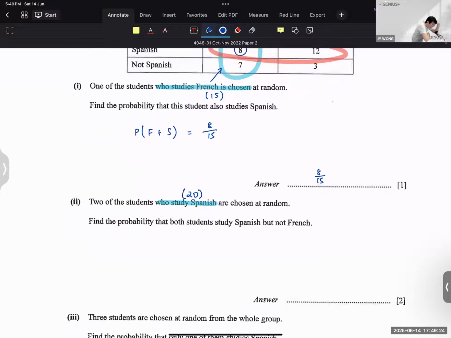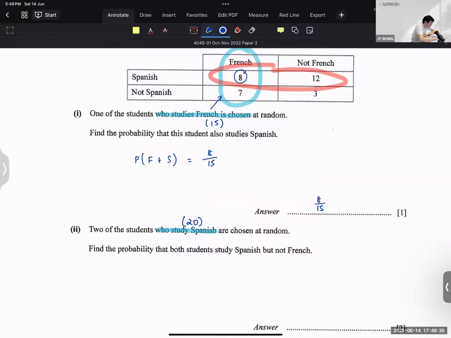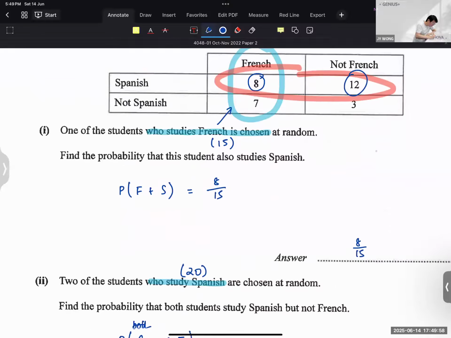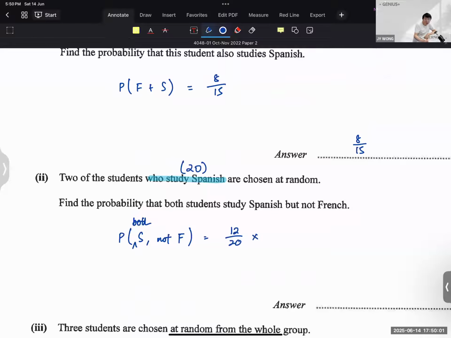Find the probability that both students study Spanish but not French. So study Spanish is 20, but not French. Both of them is 12, right? So P(both Spanish, not French): not French is 12, right? So 12 out of 20 for your first student. Your second student is 11 out of 19.